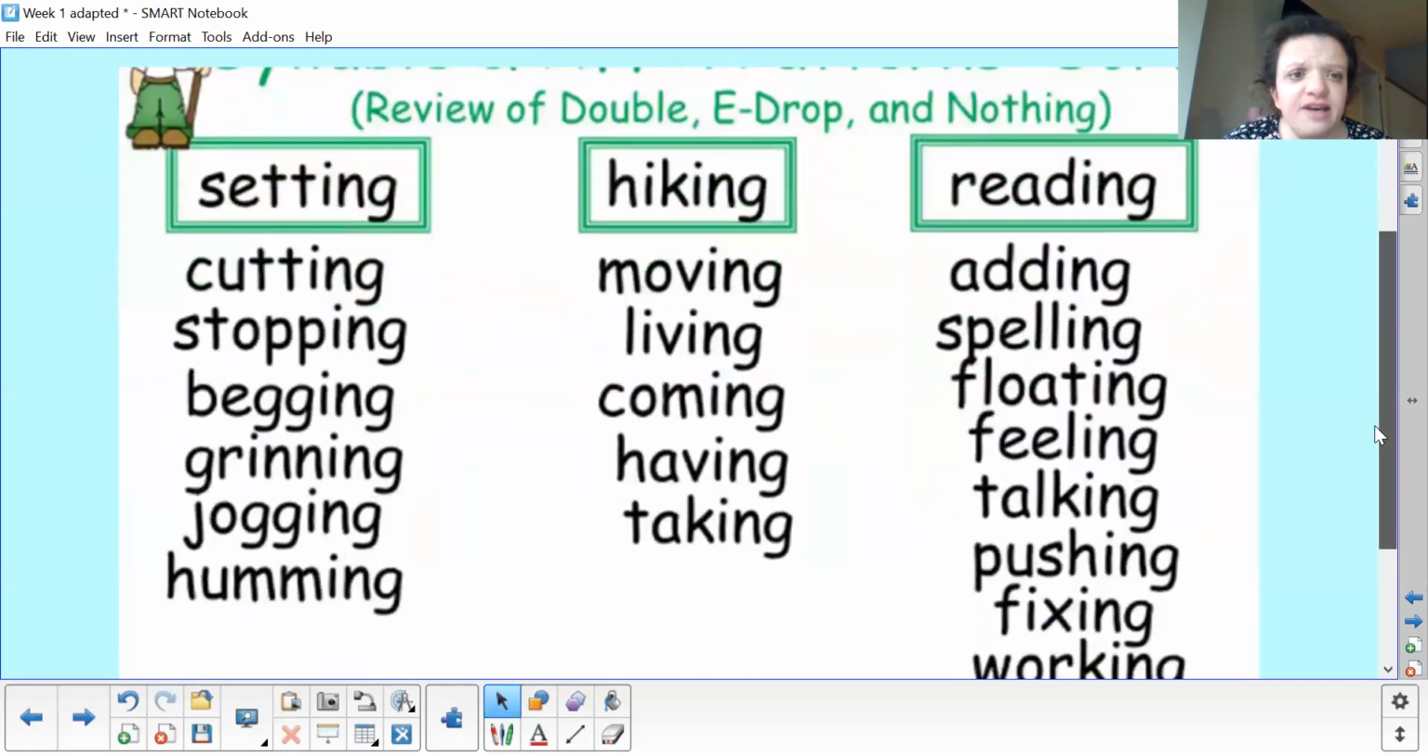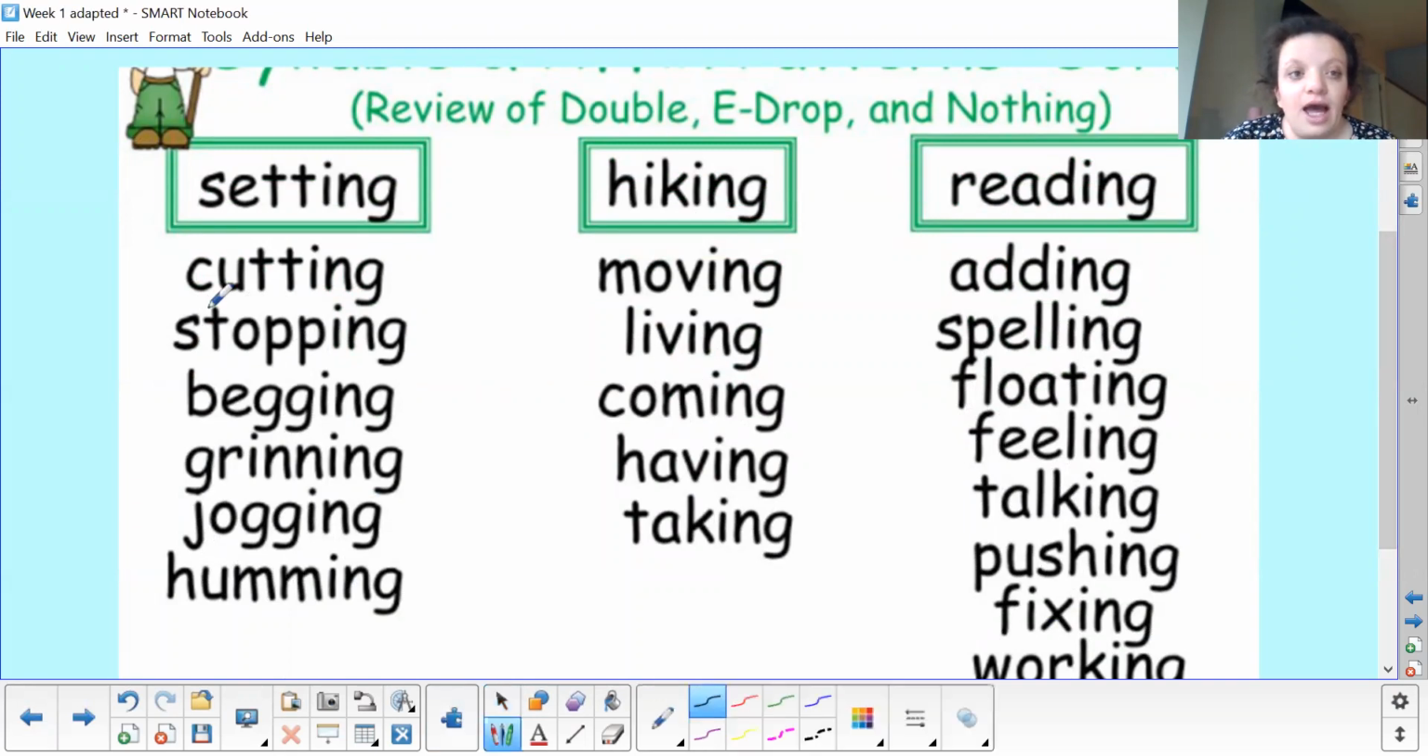So if we look here, for example, the word cut, you can see the root word cut is there. And cut has got the short sound in it, so it's a short vowel, and it's only got one consonant at the end. So we have to double it before we add ing, so it becomes cutting. And the same with stop, it's got the O sound, it's got only one P at the end, so before we add ing, we have to put another P in there.